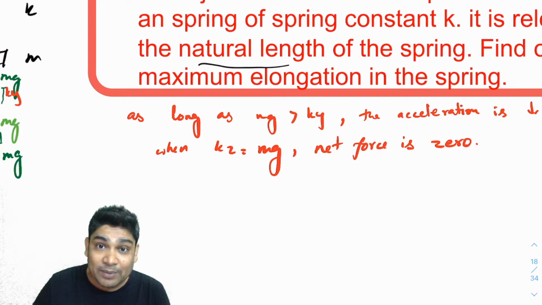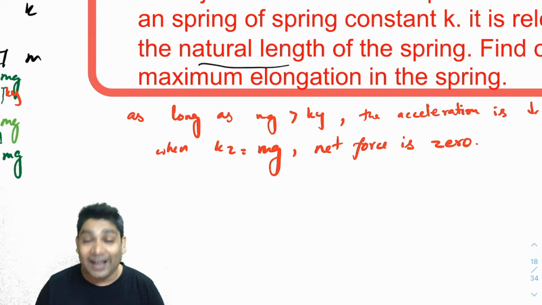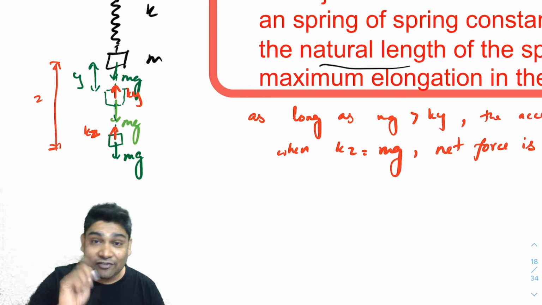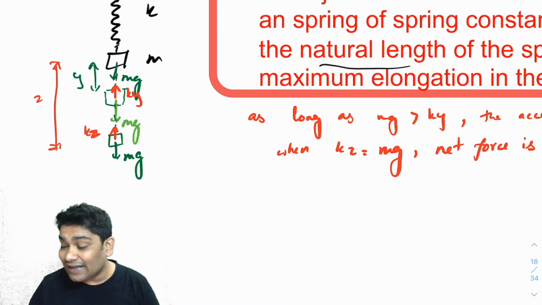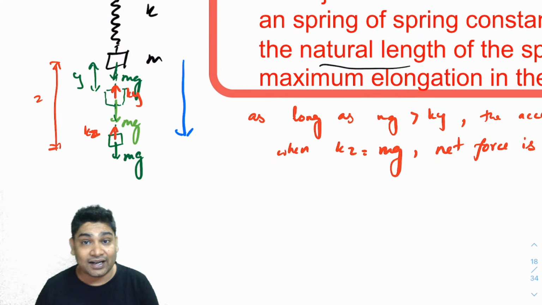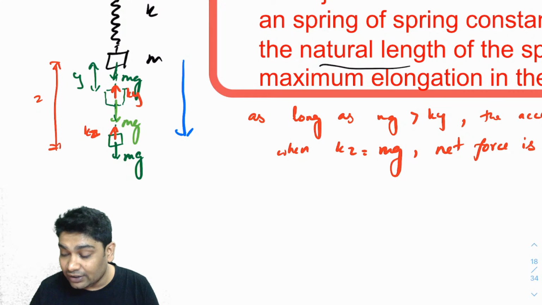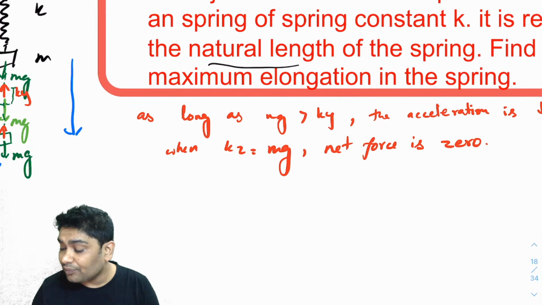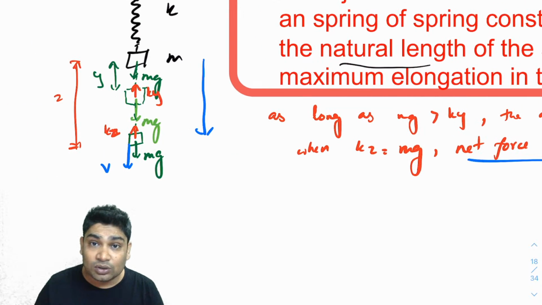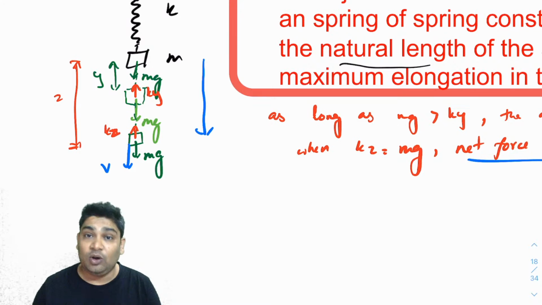So this is where people think would be the maximum elongation, which is not correct. Why? Because fine, the net force here is 0, but you realize it had been accelerating this entire time. If it had been accelerating, then it must have a v here. So it has some v, and the net force is 0. If the net force is 0, then because of that v, it will move down even further.